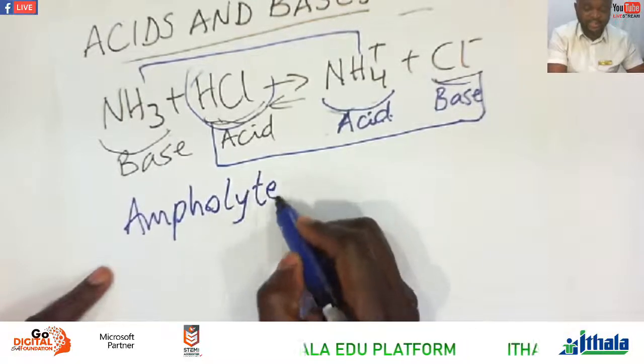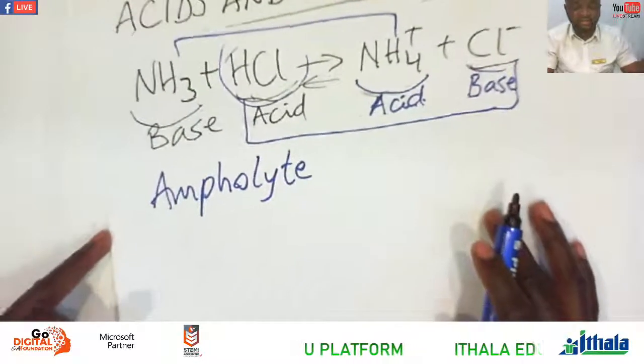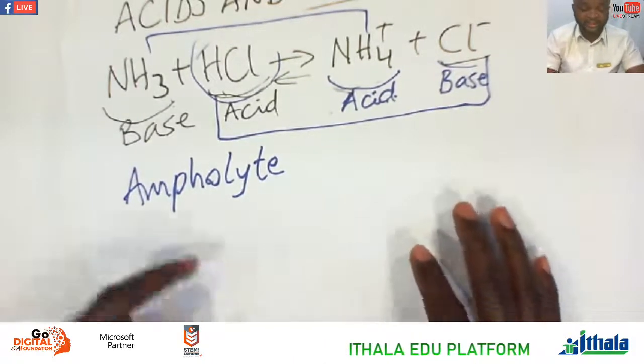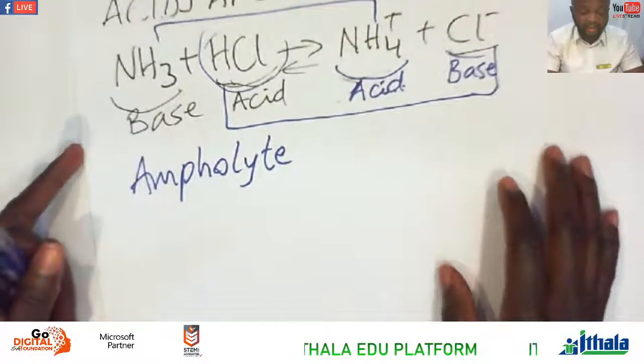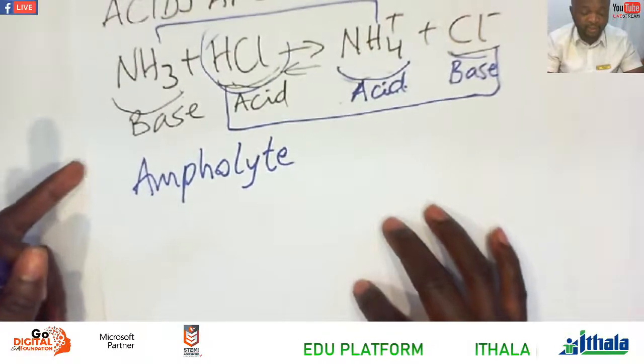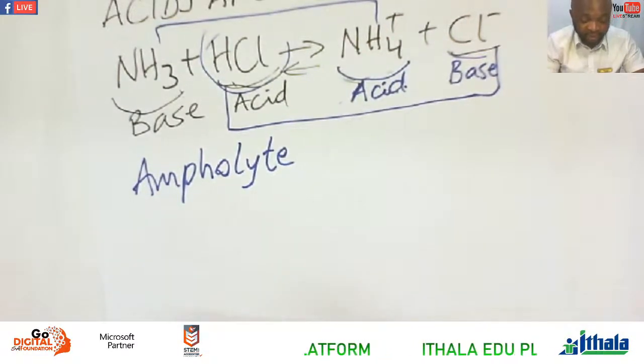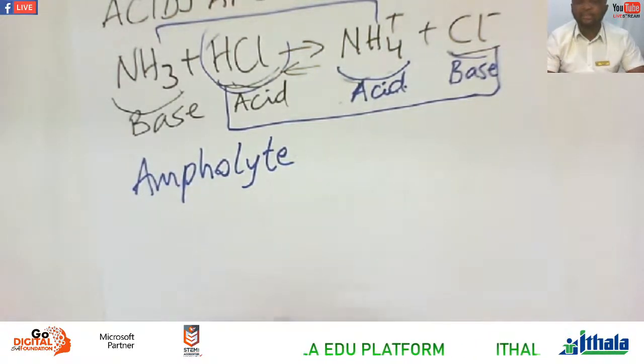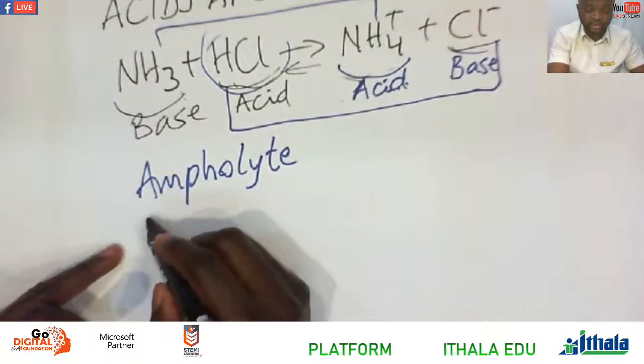Ampholyte, a substance that can act as what? As an acid or a base, depending on which other substance it reacts with. So it can react as an acid when it reacts with a base, or act as a base if you react it with an acid. And some examples of ampholyte, just quickly.